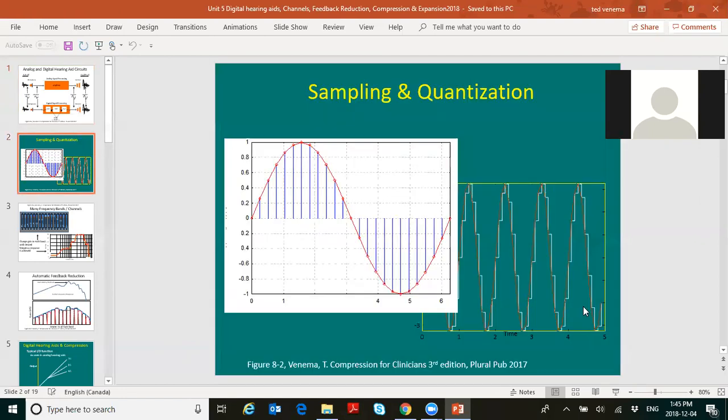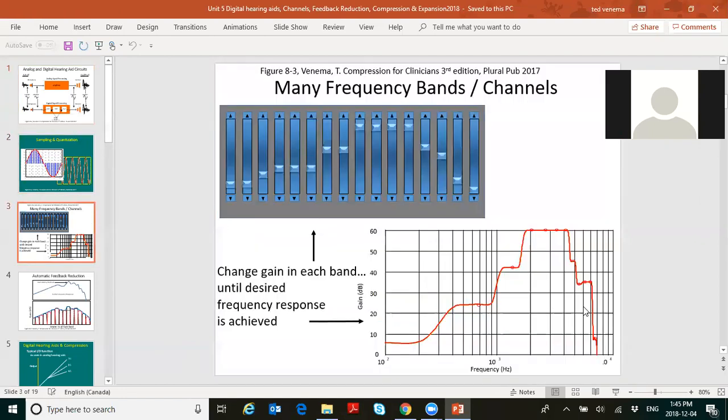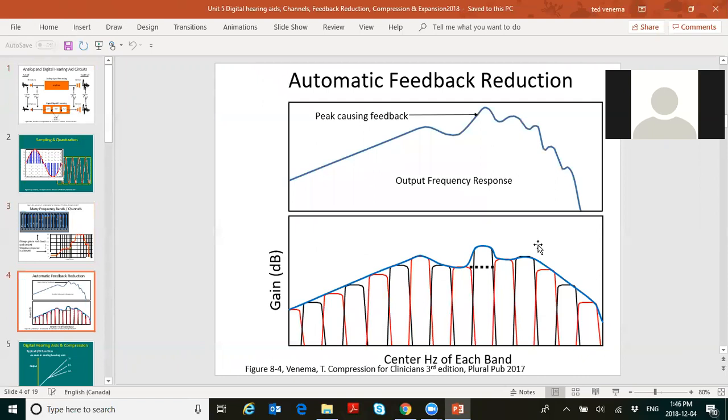Here's one feature of digital hearing aids: many frequency bands or channels. Instead of 2 or 3, like the first digital had, you've got like 20, 15 at least, lots. So you can raise and lower whatever you want to do. You can literally sculpt and shape the frequency response.